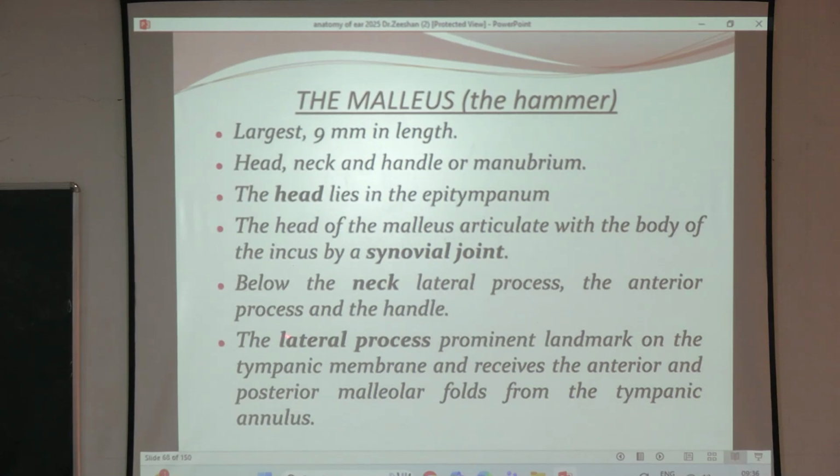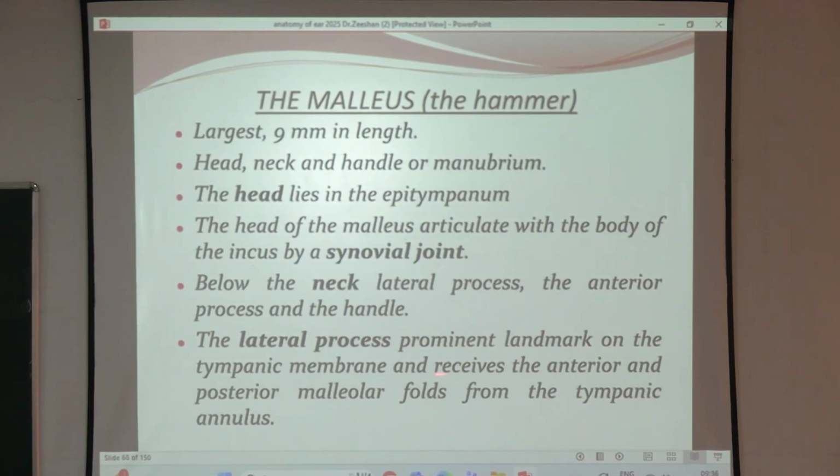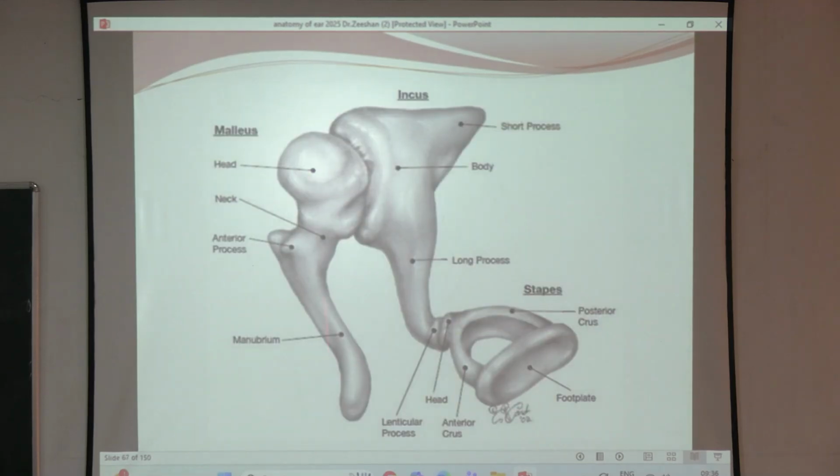Okay. Below the neck, the lateral process and the anterior process are not that important. The lateral process is a prominent landmark on the tympanic membrane and receives the anterior and posterior malleal folds from the tympanic annulus. So this is the head, this is the neck, this is the manubrium. This is the lateral process. Okay, and this joint is the synovial joint. Okay.